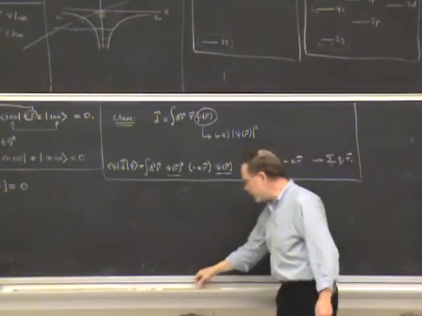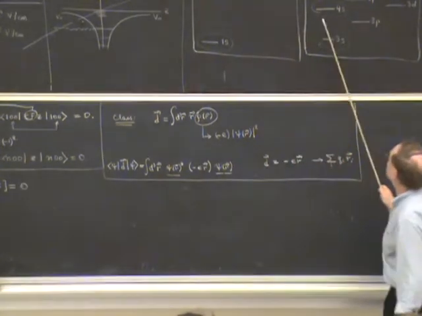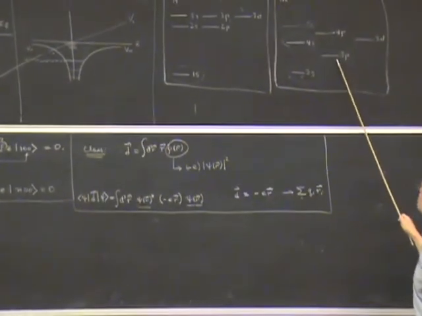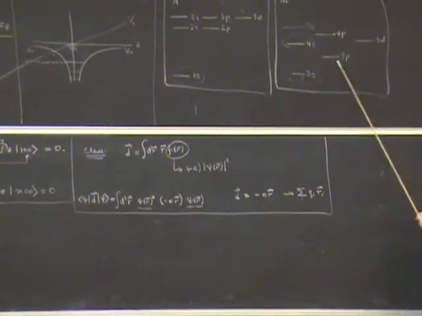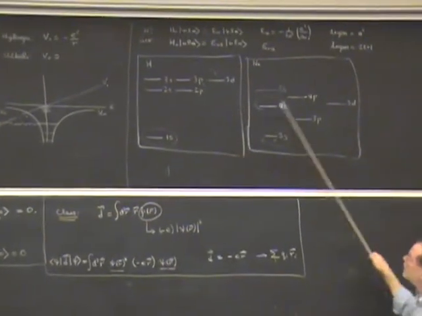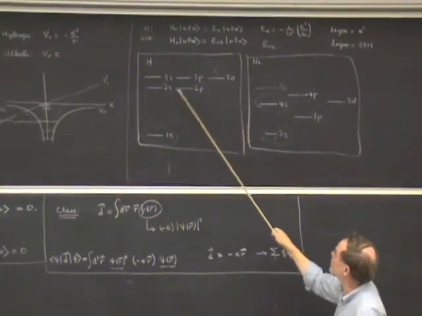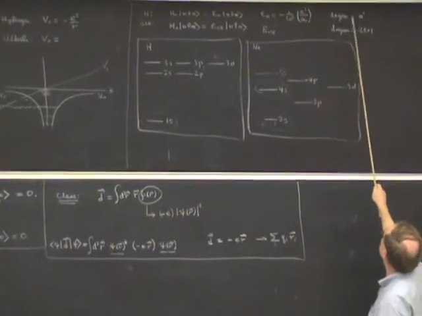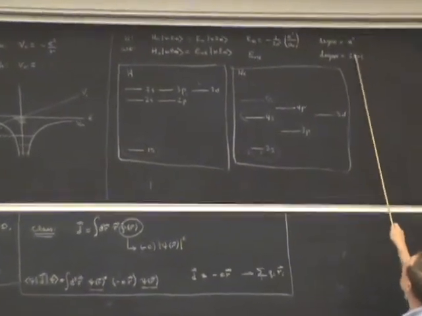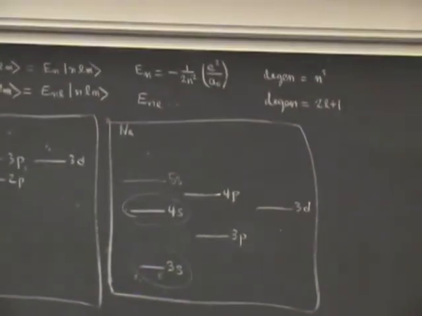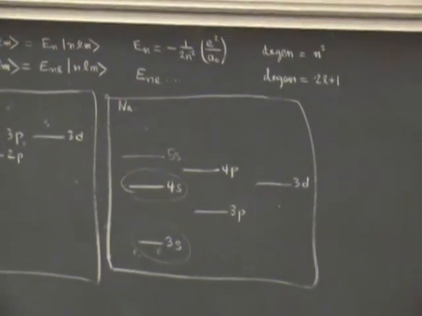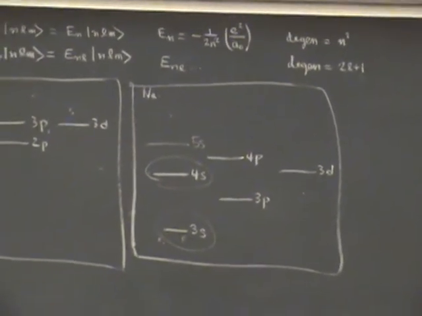So there are two obvious choices for degenerate states. We could take some of these alkali states, the 3p, for example, and 3d, which have a degeneracy of 2l plus 1, or we could take some of the hydrogen states, which have a higher degeneracy, namely n squared. For simplicity, let's take the alkali states first, because the degeneracy is not as big. So when I think of a 3p state of the alkali, for example.